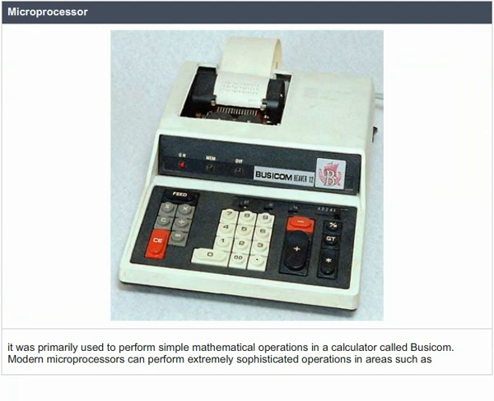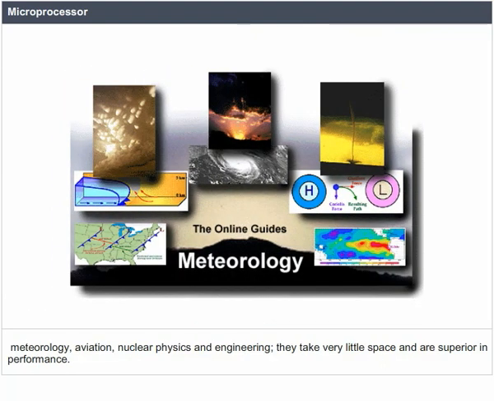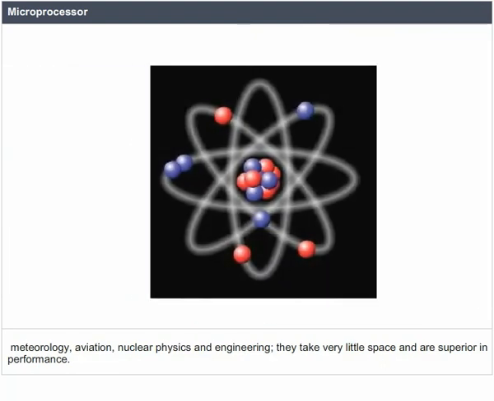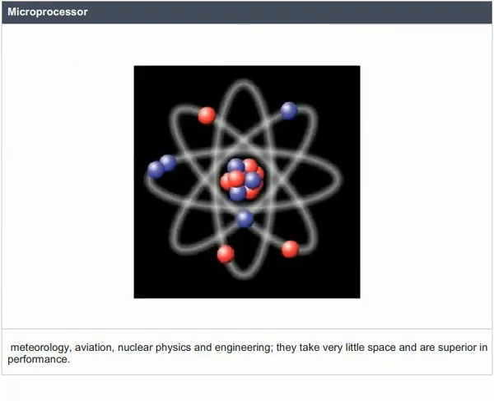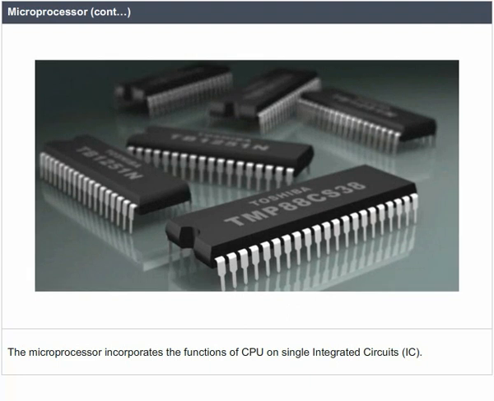Modern microprocessors can perform extremely sophisticated operations in areas such as meteorology, aviation, nuclear physics, and engineering. They take very little space and are superior in performance. The microprocessor incorporates the functions of a CPU on a single integrated circuit.